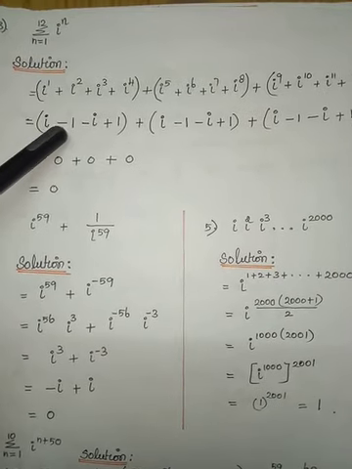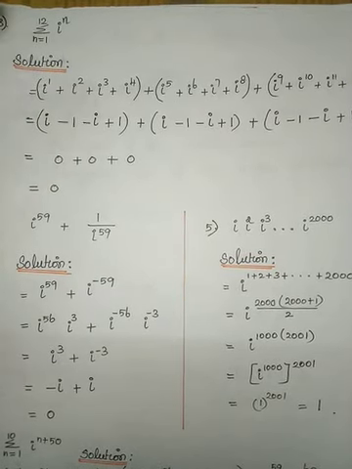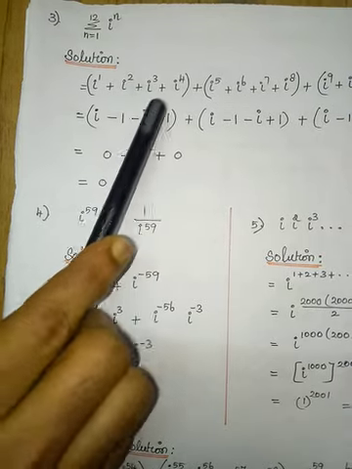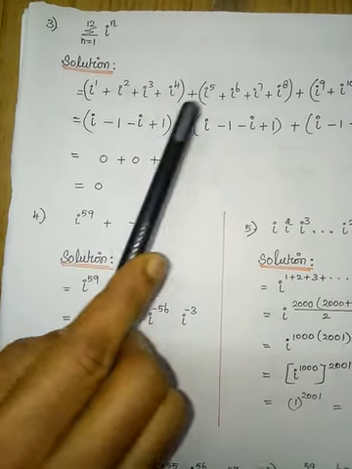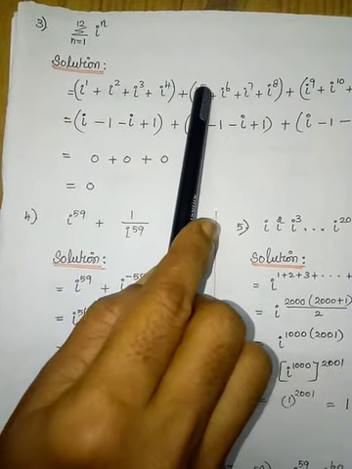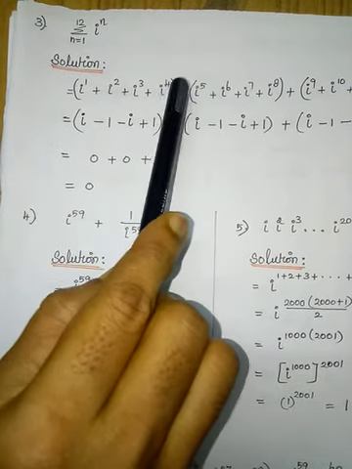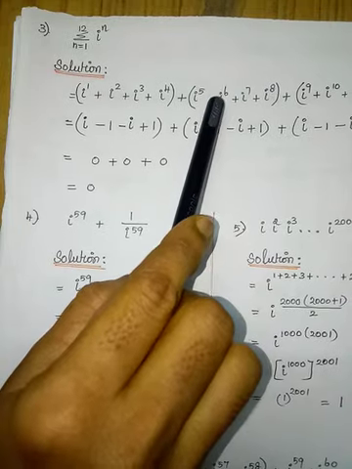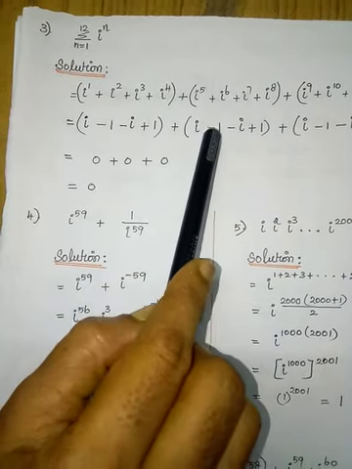What is i squared? It is minus 1. What is i cube? i cube is equal to minus i, so I have written minus i. i power 4 is equal to 1. You come to here, i power 5. How will it be written? i power 4 into i, that is i. i power 6 is i power 4 into i squared, so that is minus 1.